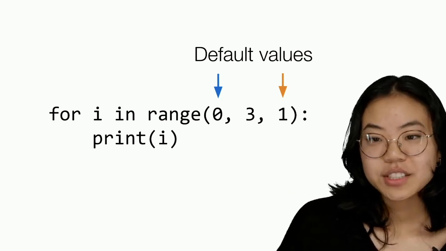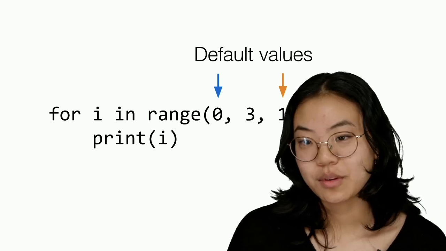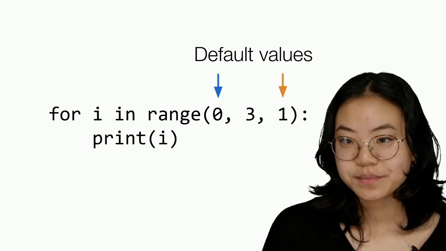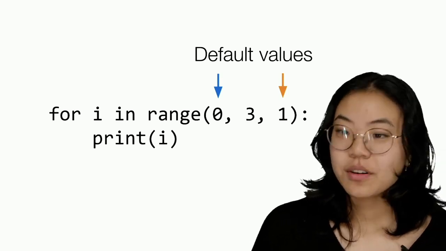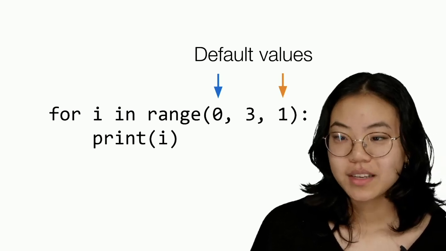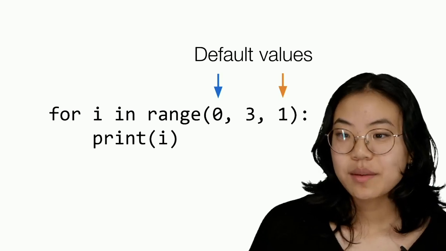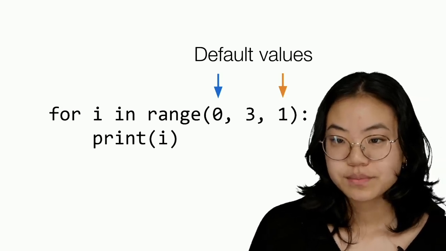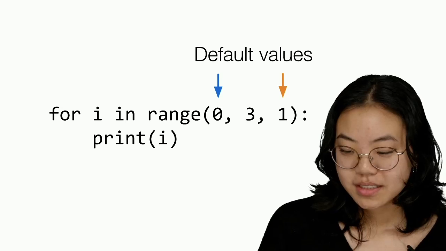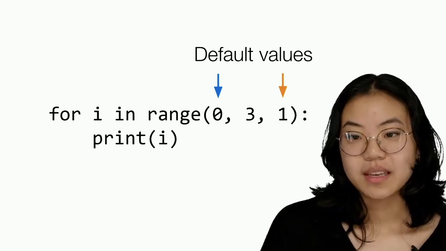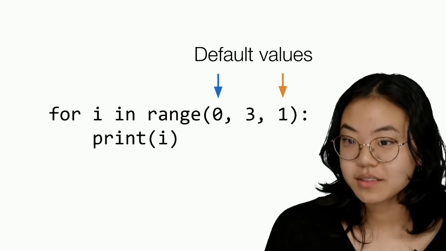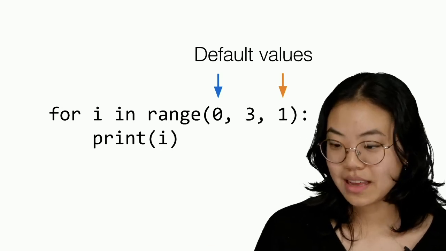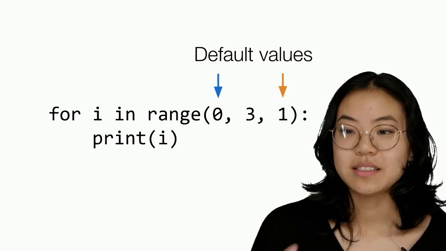So range actually can take in multiple parameters here. As we saw before, we just had that one parameter, and we were using the default values of range. It's assumed that if you don't input all 3, or maybe you only input 2, the first parameter is going to be the starting value, inclusive, so starting at 0. And then by default, the step, which is that third parameter, is 1.